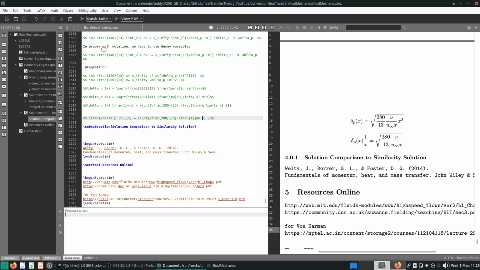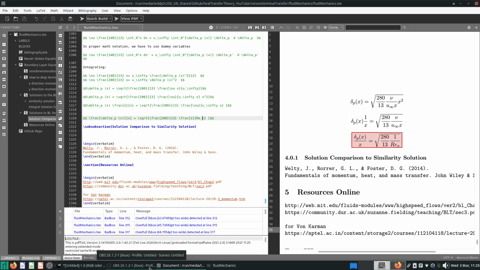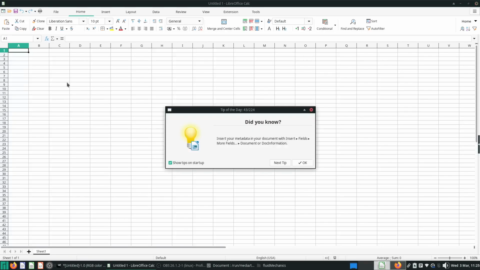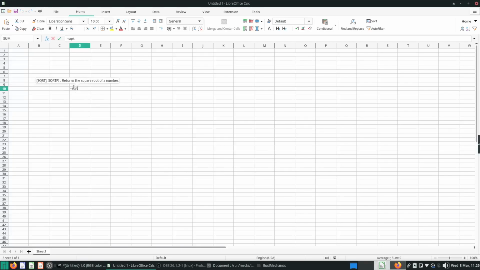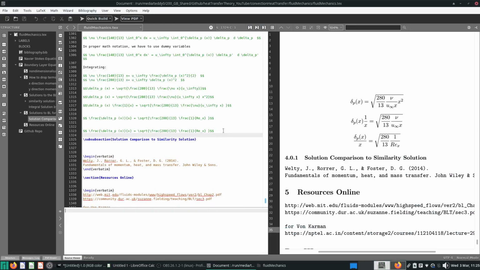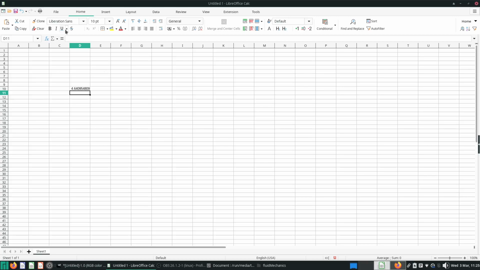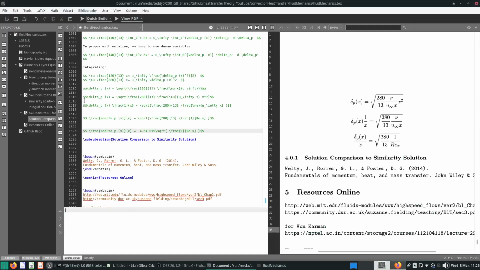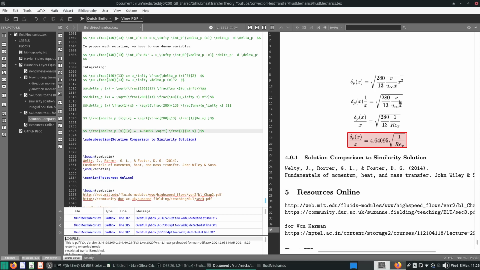Okay, so you want the 280 over 13, you'll give the square root. Equals square root of 280 over 13. Okay, 4.64. That's what we get. So if we take this out, we'll get 4.64 something, 4.64095. Alright. So this is how our boundary layer changes with x, and of course Re_x is u x over nu.